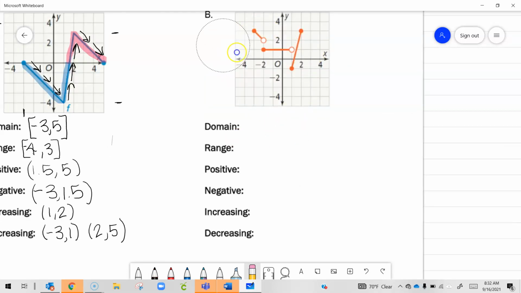All right, so real quick, I did notice that I didn't have that negative in front of the 4, so just be mindful of that. That range was negative 4 to positive 3.